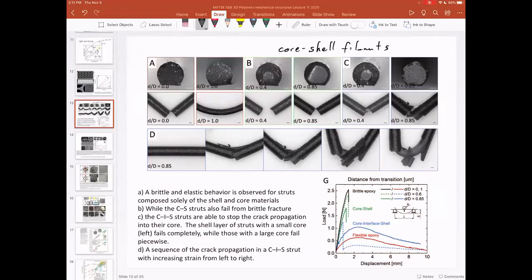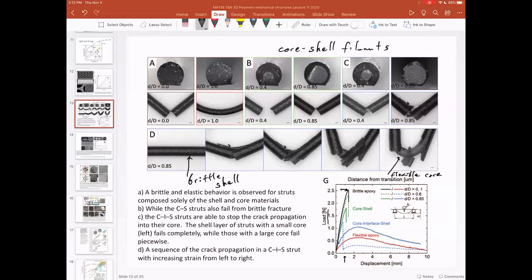And so there's a flexible core and a brittle shell. And the brittle shell gives you strength. So you have a nice brittle epoxy. So this is high strength because it's going to be high load, but it's brittle because it doesn't have very much displacement. And so brittle, it turns out, is a technical word, just like tough.